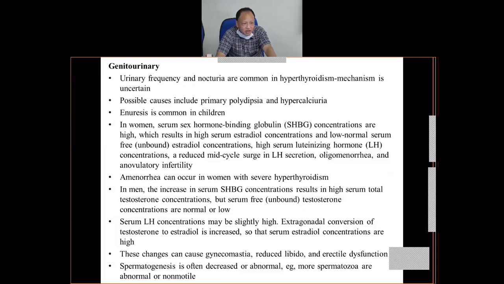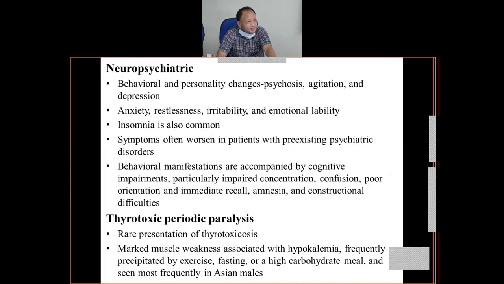Extragonadal conversion of testosterone to estradiol is increased. That means the serum estradiol, the estrogen concentrations, are high. And because of the increased concentrations of estradiol, it causes gynecomastia, reduced libido, and erectile dysfunction. Spermatogenesis is often decreased or abnormal, and that means spermatozoa are abnormal or non-motile.